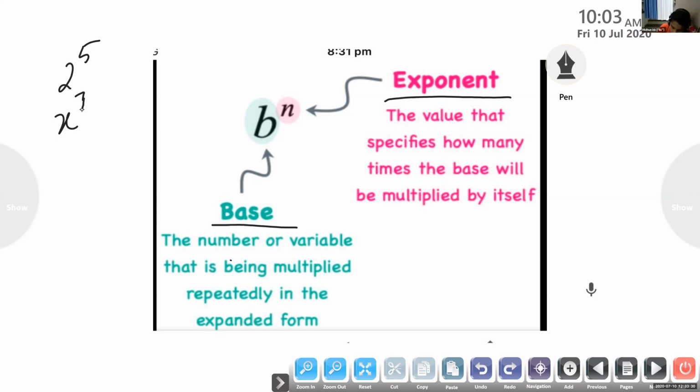Okay. So in this, write an example, x raised to 7 also you can write. Base is x and exponent is 7. Okay, correct. Base is x.